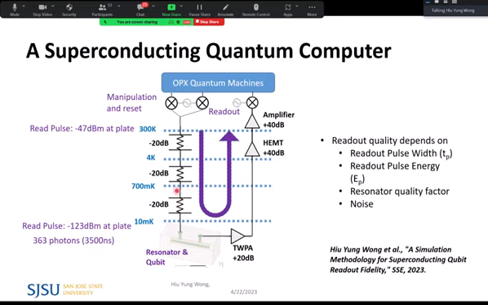So in this setup, we are showing the readout. We shoot the pulse here, and then we try to read the pulse. And you need a quantum amplifier, which adds the least noise to it, and then you have different stages of amplifier to see the signal, right?